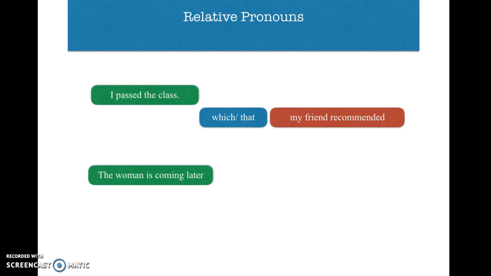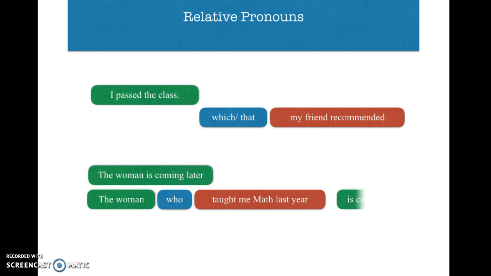The woman is coming later. She taught me math last year. Let's get rid of that. She taught me math last year. The woman, who, we use who for people, taught me math last year, is coming later. So again, we're adding information in the first one on class and in the second one on the woman.